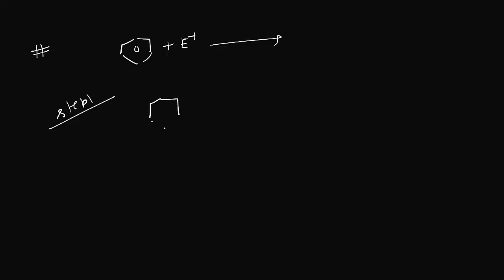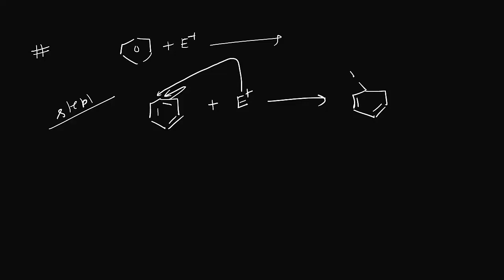First, I'll tell you about the general mechanism when an electrophile attacks the benzene ring. Like if benzene ring plus electrophile. The first step of the reaction, step one: this is simply the benzene ring. I'll take one of the resonating structures. E plus is an electrophile, going to attack the benzene ring. Pi electrons will shift in the direction where the electrophile is attacking. This is electromeric shifting. You will get this as your intermediate.